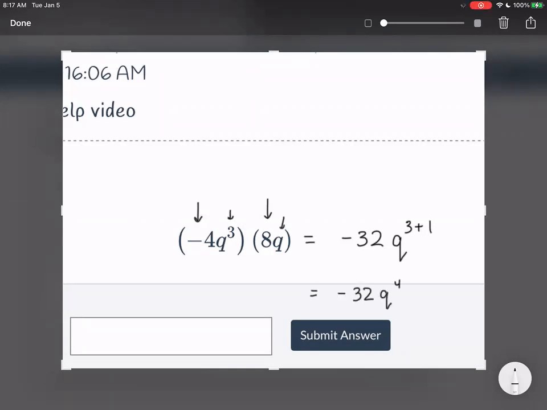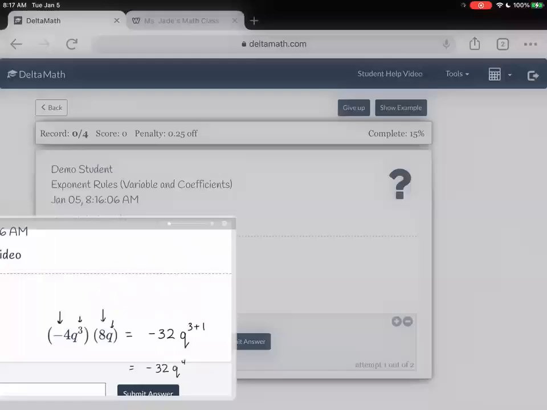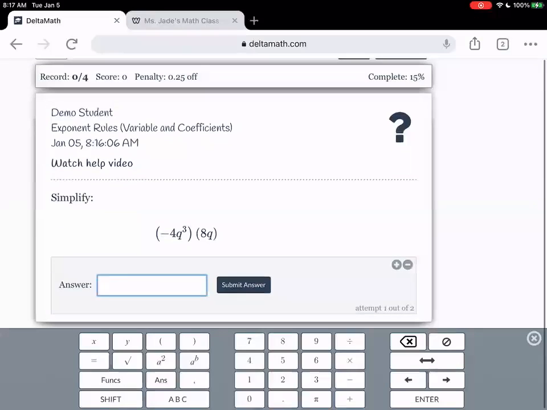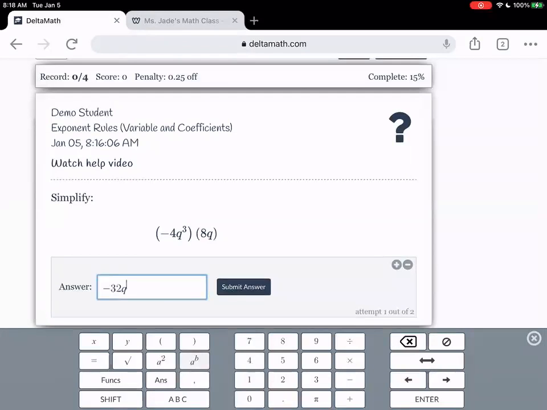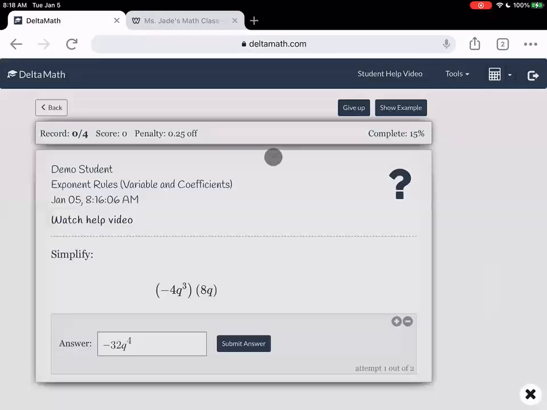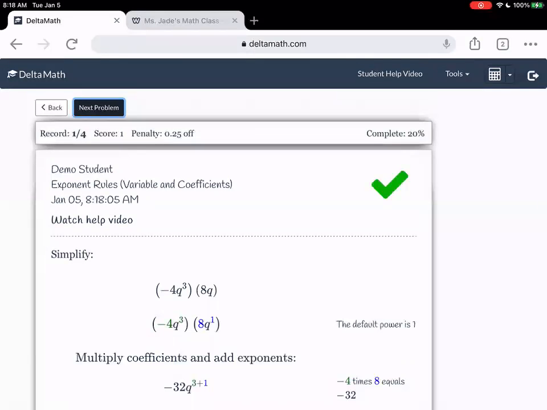I'm going to pause the video here and see if you guys have questions. Let's go ahead and type this into Delta Math. So -32 q to the power of 4. Okay, let's do another one. So next problem.